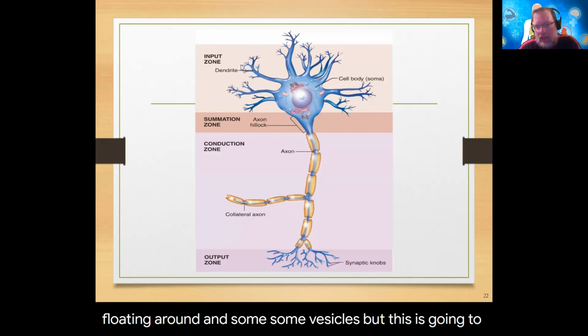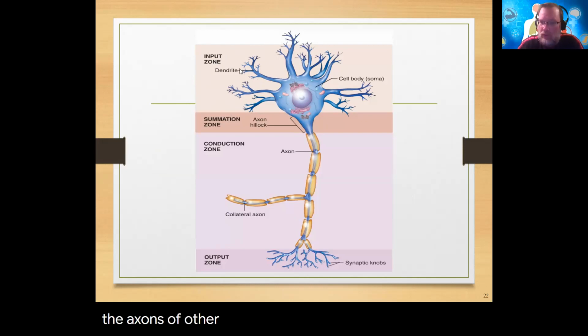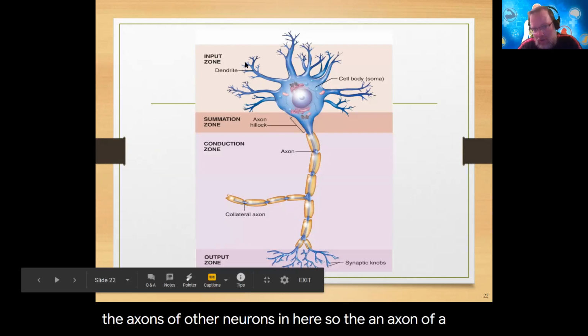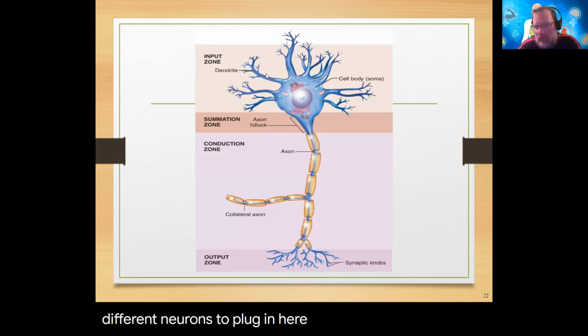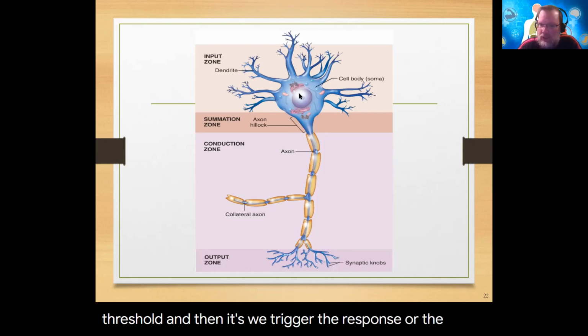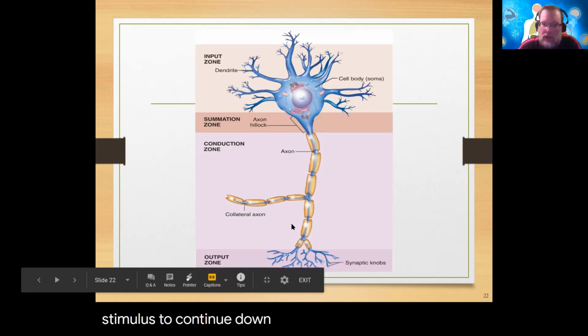But these dendrites are going to be connected to the axons of other neurons. So another neuron's going to plug in here. So an axon of a different neuron's going to plug in here. Stimulus comes in. So this is the input zone, and then it travels and we sum it, keep adding and adding voltage till we get to a certain threshold, and then we trigger the response or the stimulus to continue down the conduction zone, and then finally out of the axon terminus, what we call the synaptic knob, into the synaptic cleft.